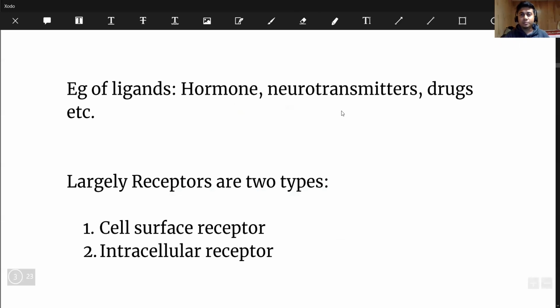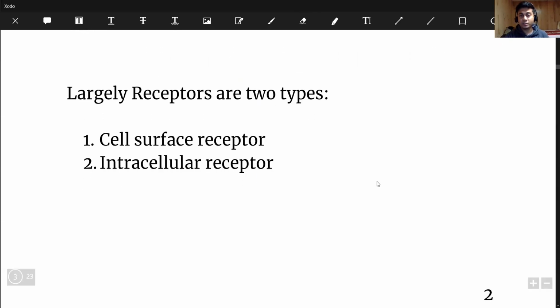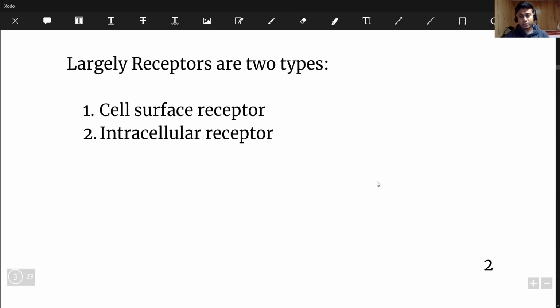Now, largely, these receptors are divided into two types. One is the cell surface receptor, another is the intracellular receptor. You can understand that some of the ligands cannot go through the cell, right? Like if a ligand is a peptide hormone, this protein may not pass through the cell membrane. Maybe that ligand is a large charged molecule that may not pass through the cell membrane. When they try to bind to their receptor, they will want their receptor to be on the cell surface.